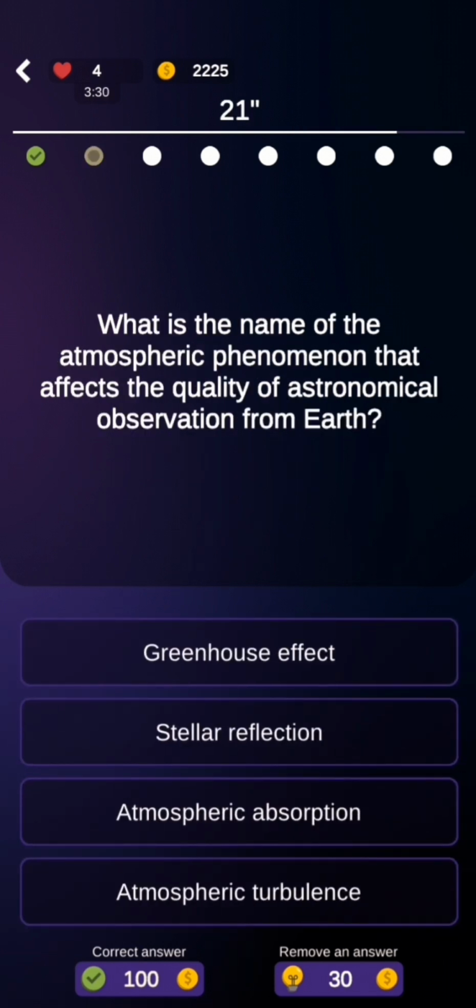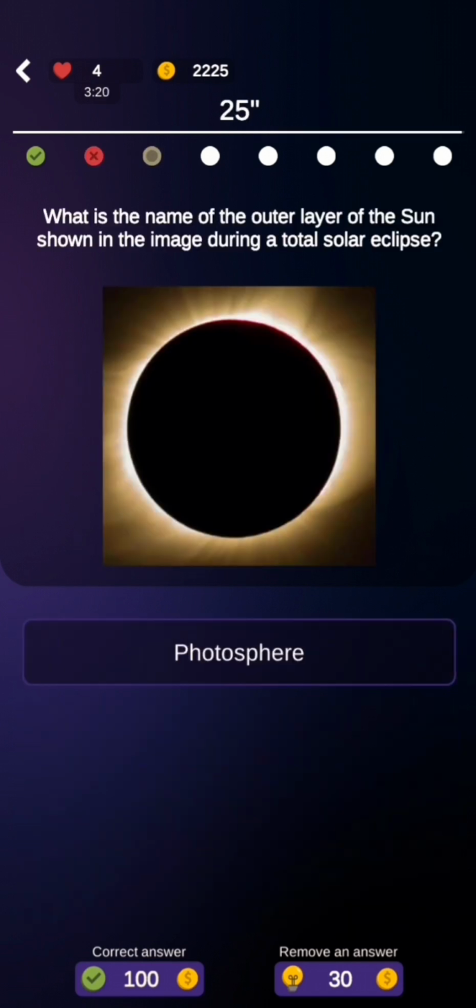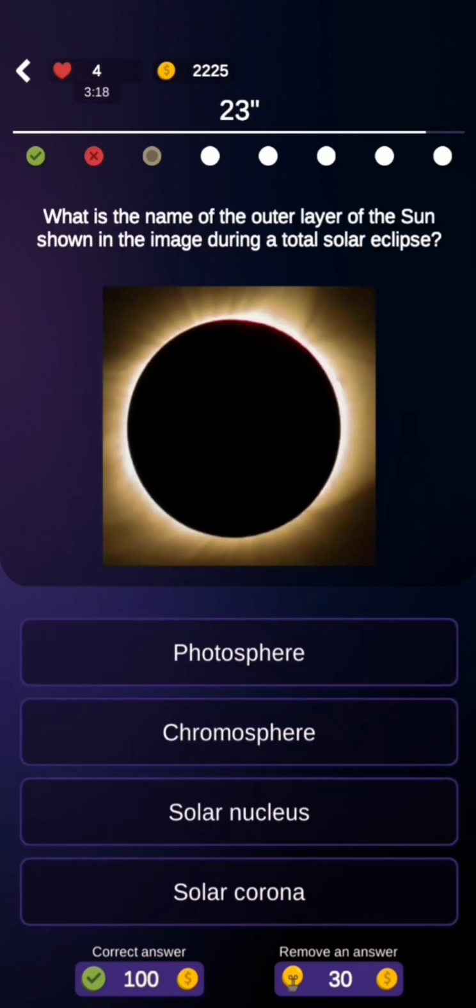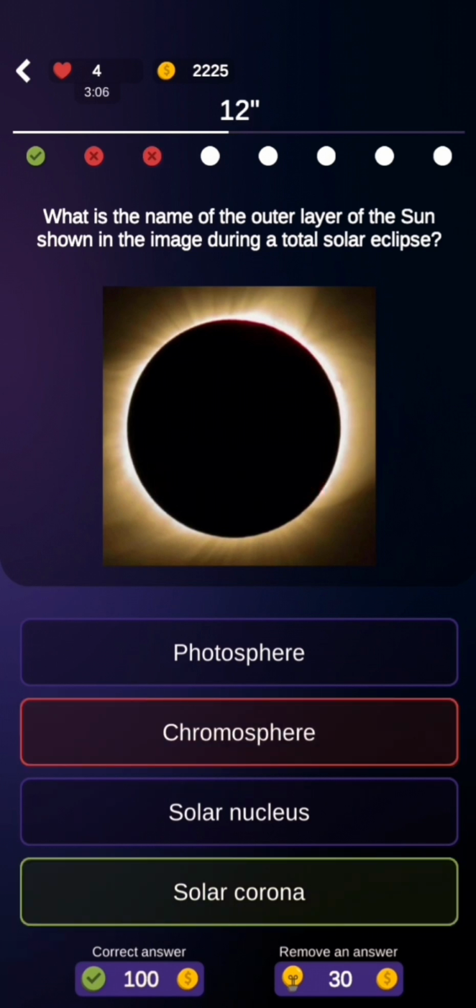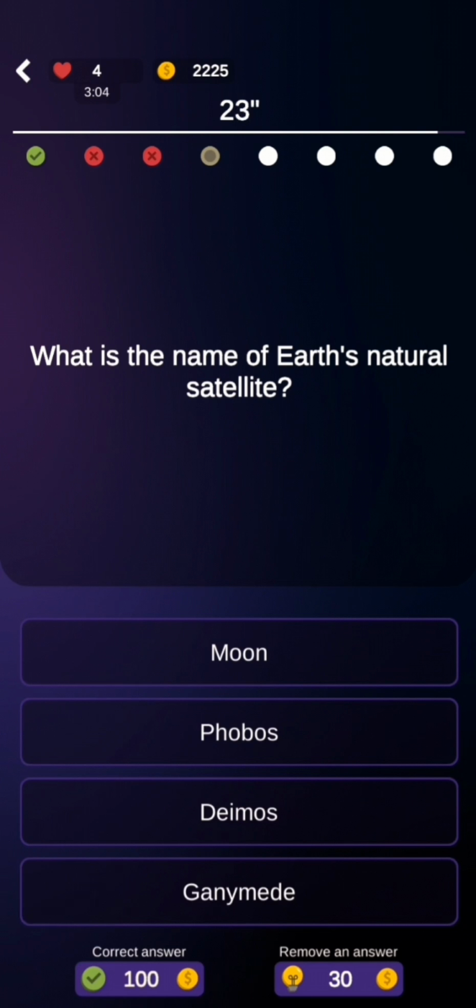What is the name of the atmospheric phenomena that affects the quality of astronomical observation from Earth? Atmospheric absorption? It gets atmospheric turbulence. What the hell? What is the name of the outer layer of the sun shown in the image during a total solar eclipse? The corona? The chromosphere? It's one of those two. I'm gonna go with the chromosphere. Damn it.